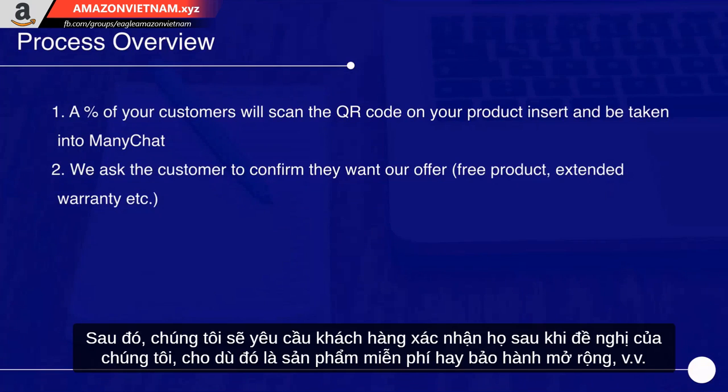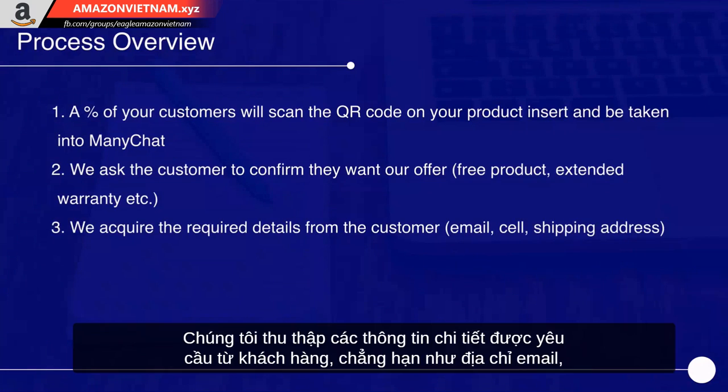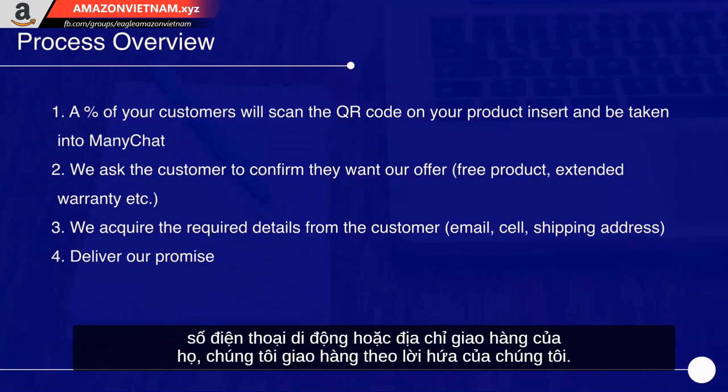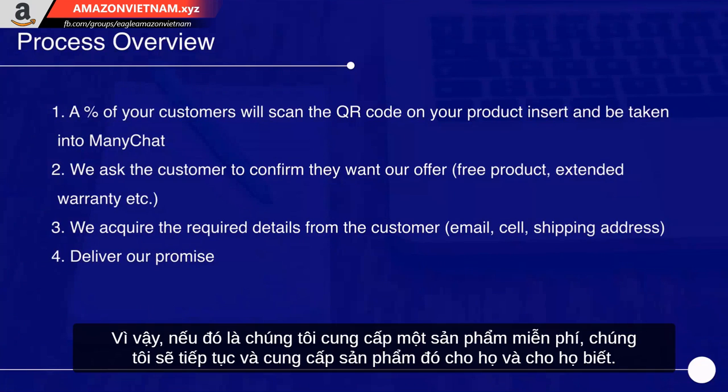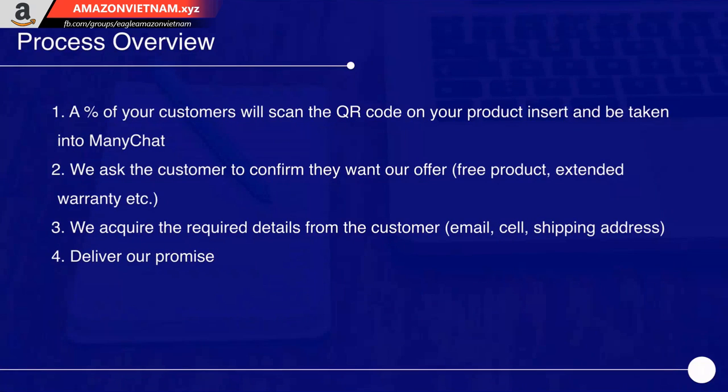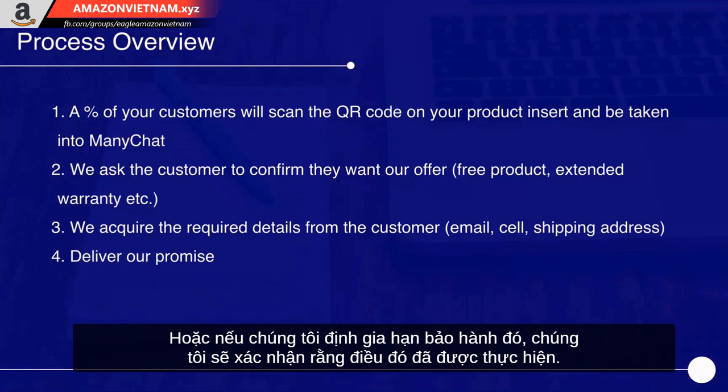We will then ask the customer to confirm they want our offer, whether that's a free product or an extended warranty, etc. We acquire the required details from the customer, such as their email address, cell phone number, or shipping address. We deliver upon our promise, so if that's a free product, we'll go ahead and fulfill that product to them and let them know. Or if we're going to extend their warranty, we'll confirm that's been done.